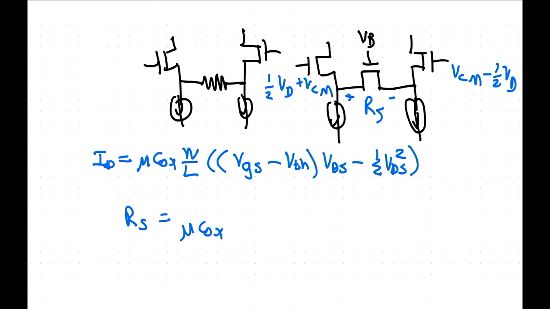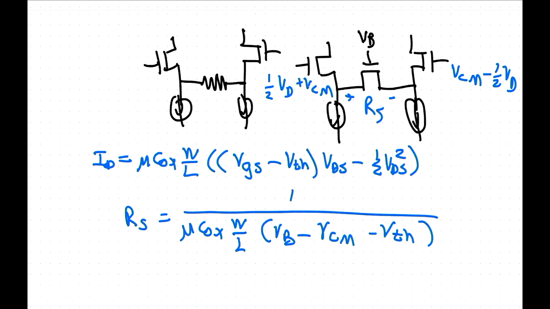There we go. So it becomes mu Cox W over L times (VB minus the common mode voltage minus the threshold voltage). Okay, so that's the result. So this is tunable. That's not hard to prove, but I'll leave it there.